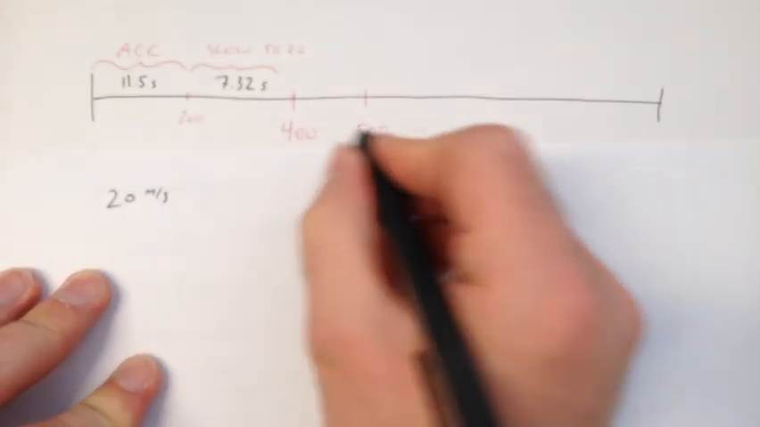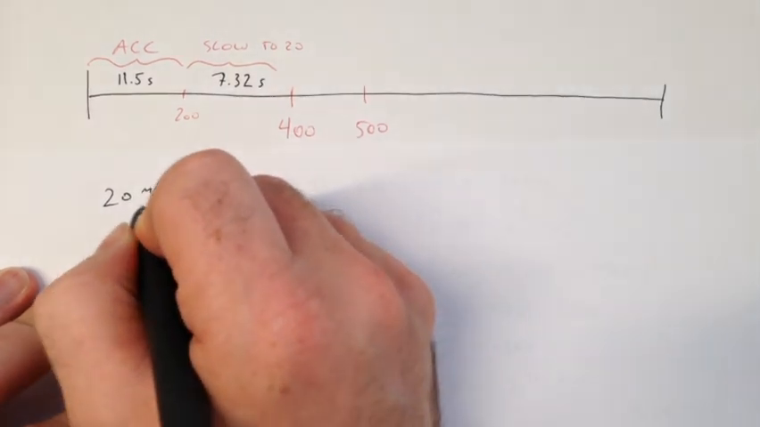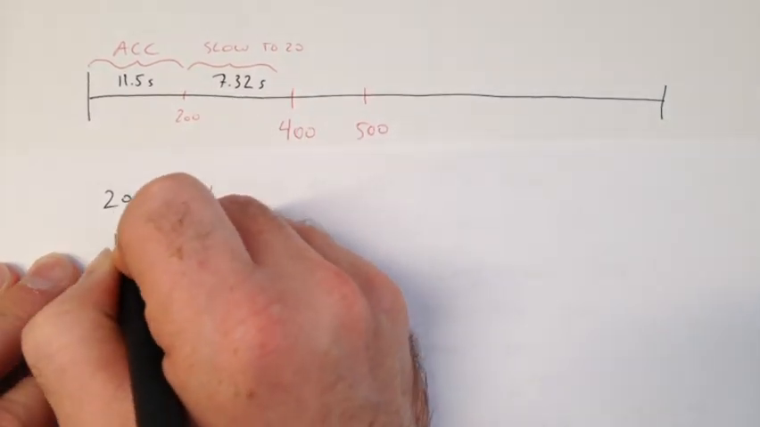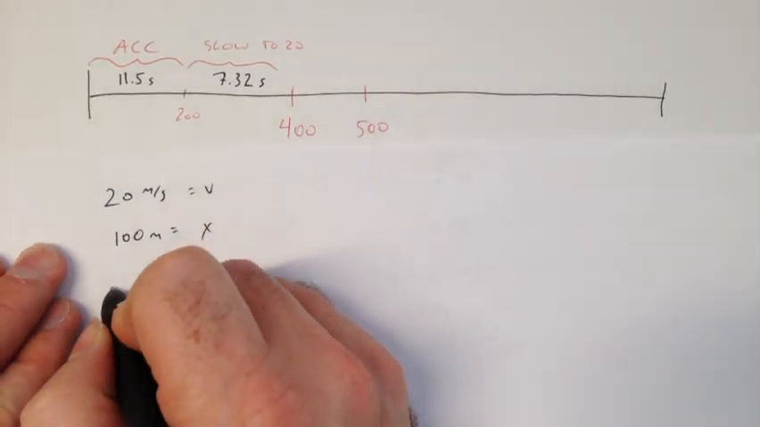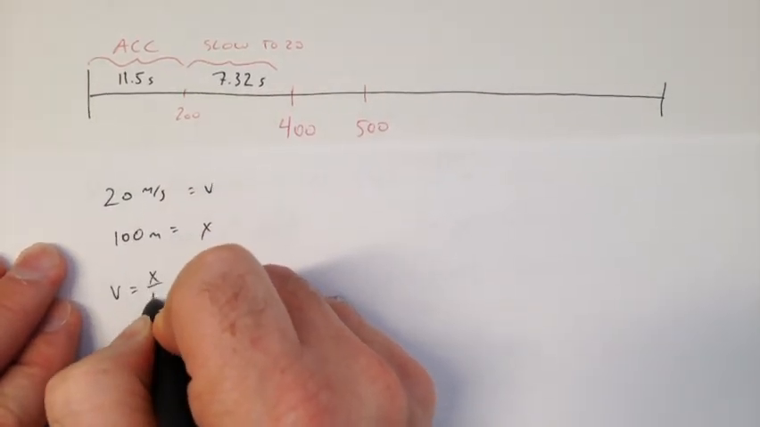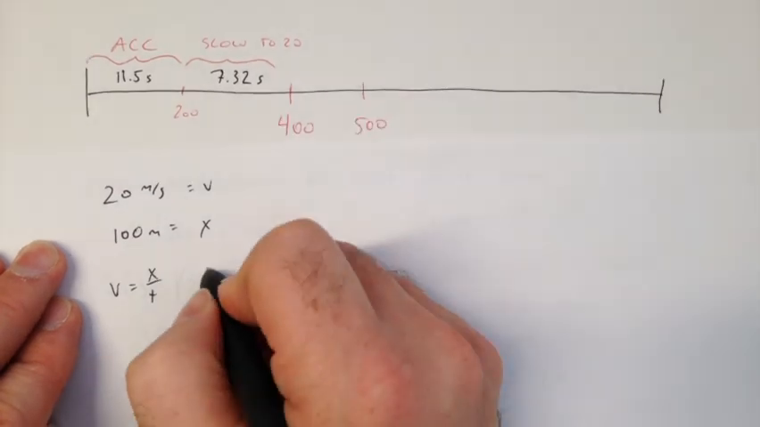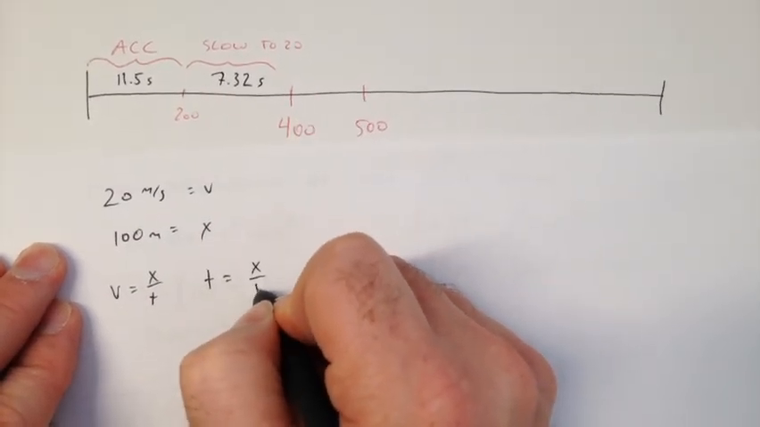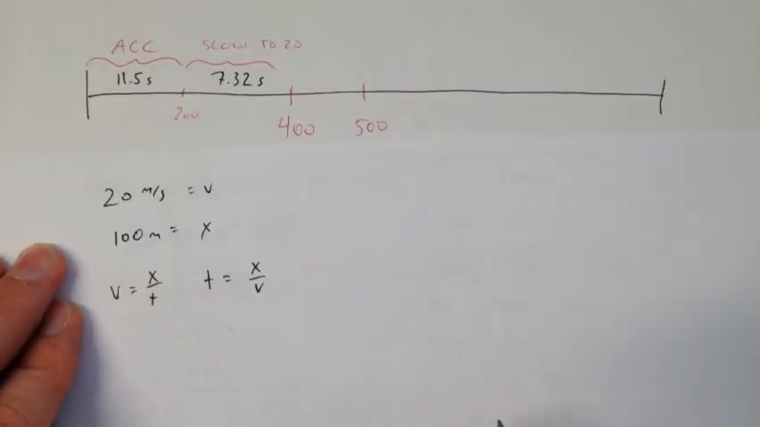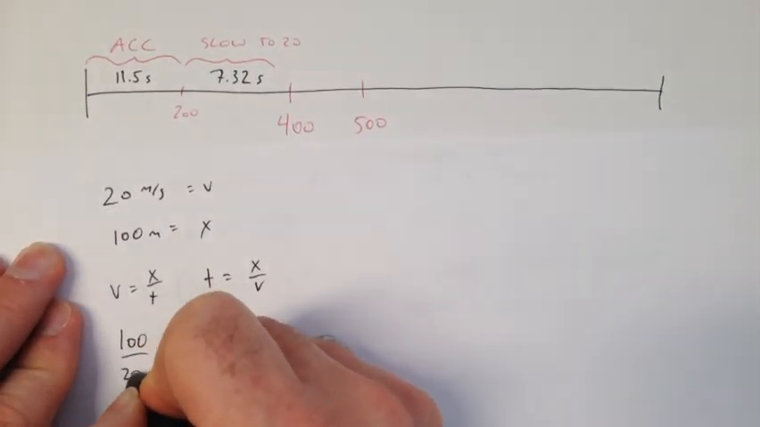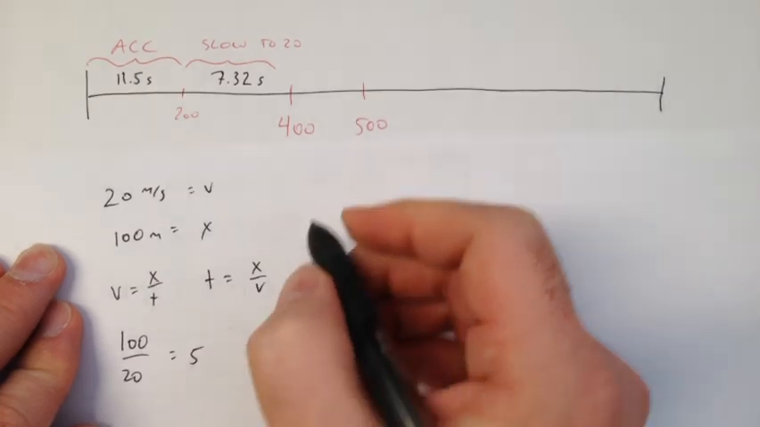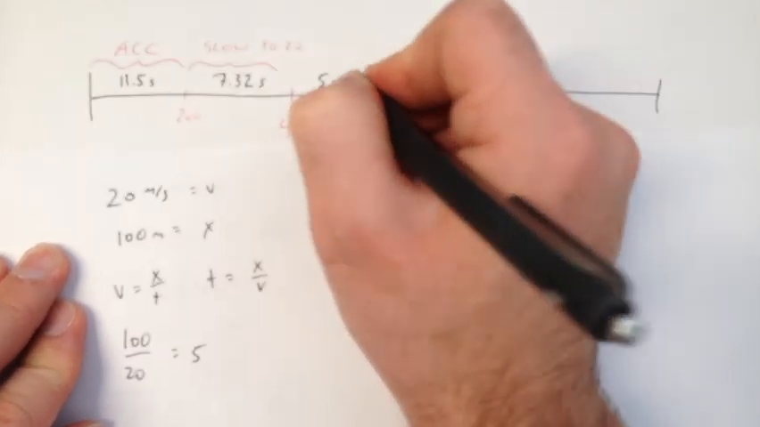I have a distance to cover of 100 meters. And I just want to know how long it takes. Well, v equals delta x over delta t. The t is going to equal the distance divided by the velocity. So that's going to be 100 over 20. It's 5 seconds.